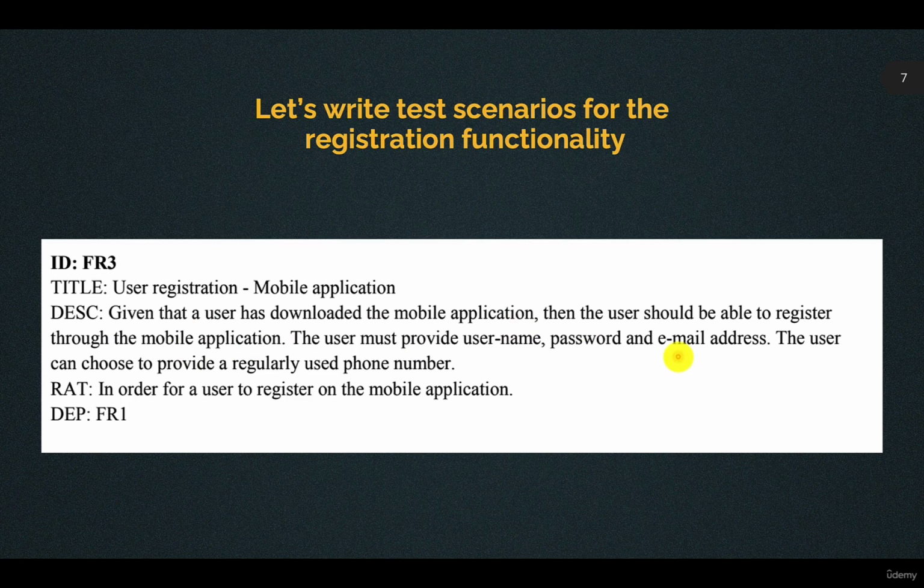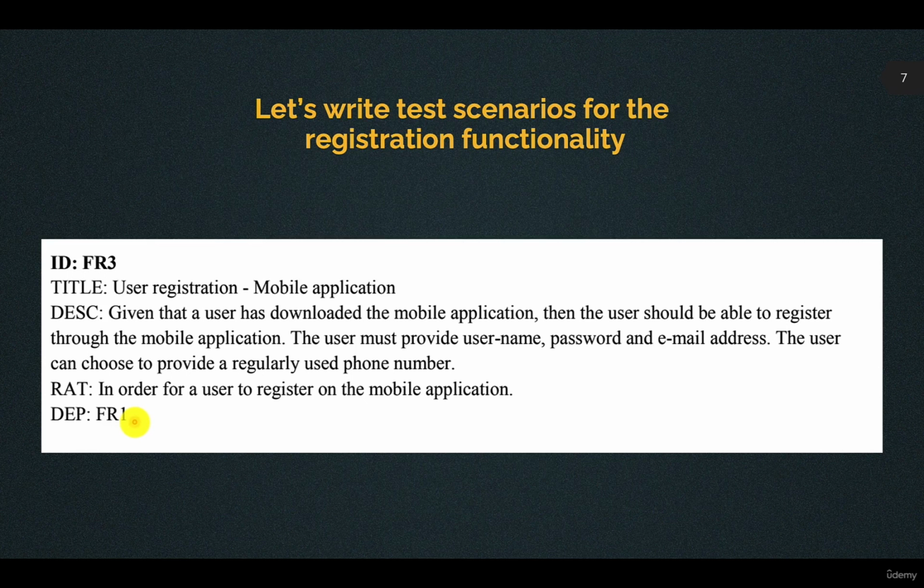So we understand from this document that there are 3 required fields, which are the username, the password, and the email address. And there is one optional field, which is the phone number. RAT means rationale, so what is the rationale of this requirement? Why do we need it? In order for the user to register to the mobile application. Then we have the dependency, FR1, so this requirement, FR3, depends on FR1, which is downloading the mobile app. The dependency is important because it specifies the order of execution of those scenarios.